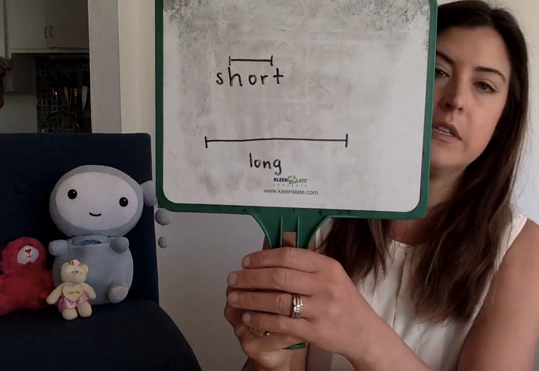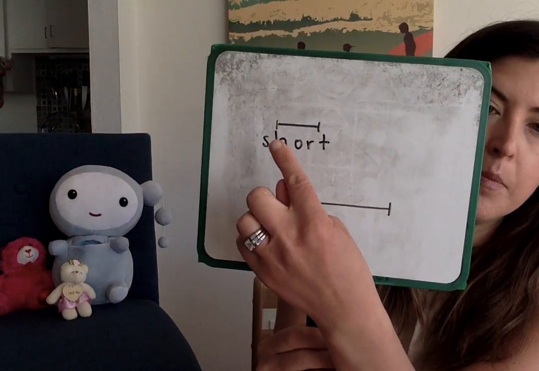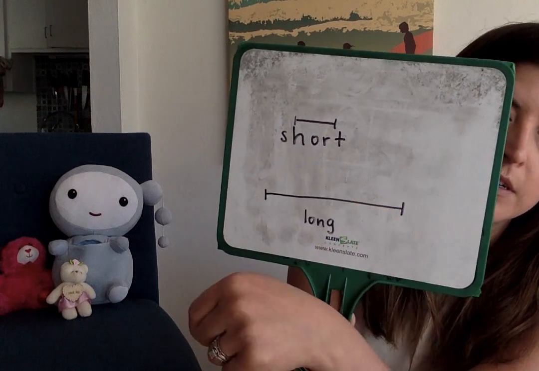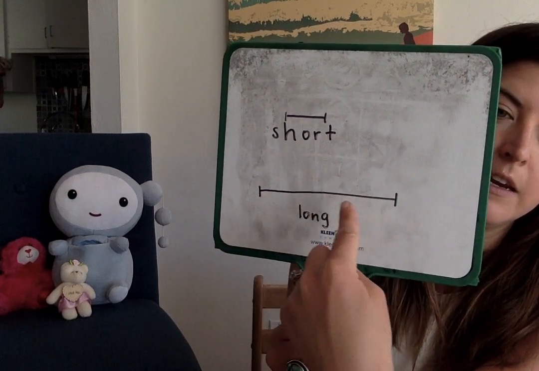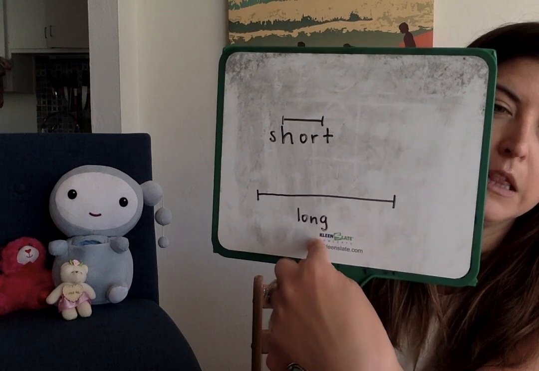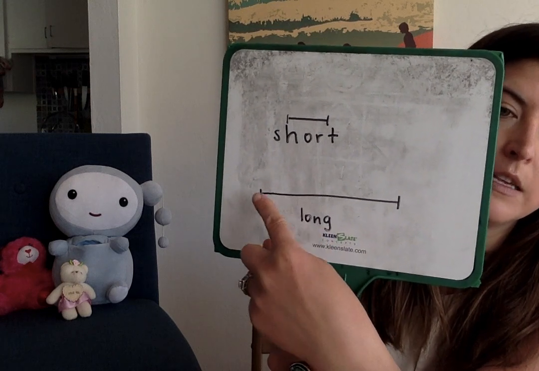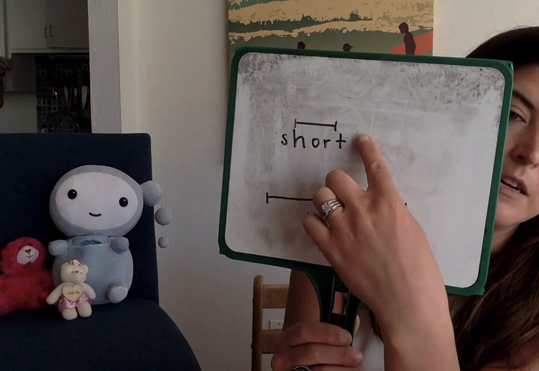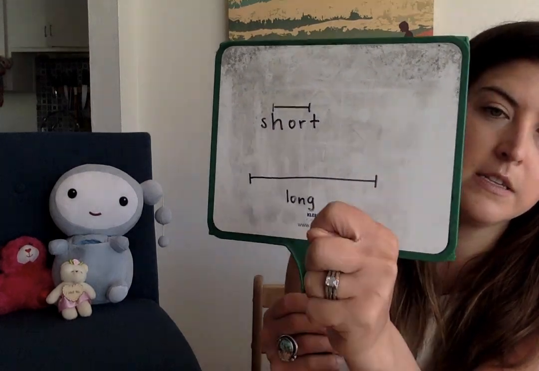So boys and girls, instead of the estimation jar today, we're going to talk about things that are short and long. So I wrote those words on this board. See this line up here? This line is short. This line is long. This line is longer than this line, and this line is shorter than this line.